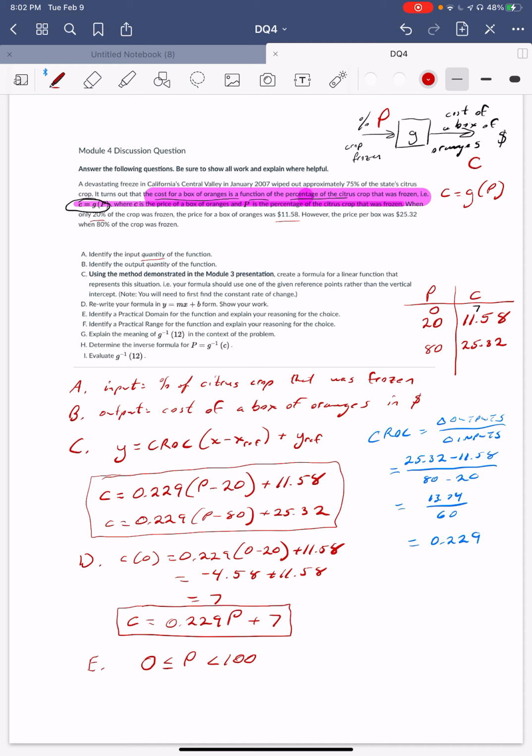Some of you used the 20 and the 80 for your domain, and so you said 20 is less than or equal to P, less than or equal to 80.